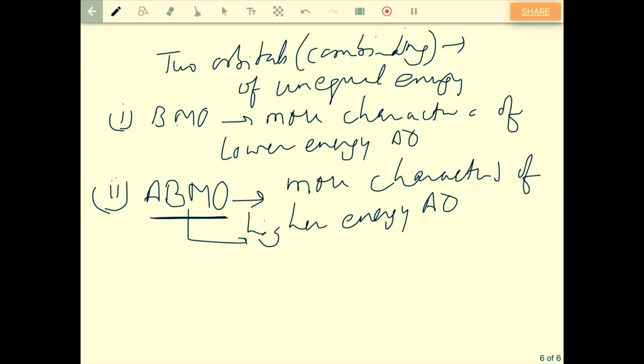So these antibonding MOs are similar to the higher energy atomic orbitals, and the bonding MOs are similar to the low energy atomic orbitals. So these are the different conditions for overlapping, or combination, of two atomic orbitals having different energies.